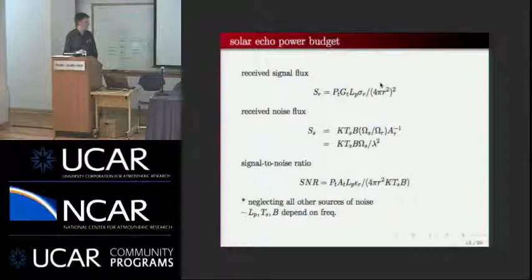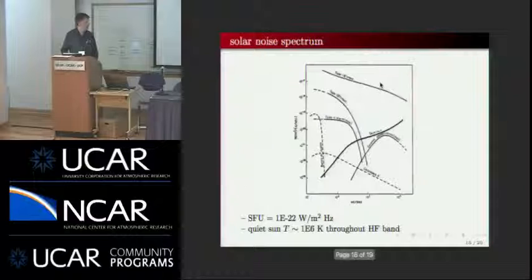And there's some unknowns here, and they're frequency dependent. L is a loss factor. What's the absorption as the signals go through the sun? This is the solar temperature, the effect of solar temperature, and this is the bandwidth, which depends on the frequency that you would want to operate at. Here's a rather old figure just showing the frequency dependence of different kinds of solar radio emissions, including type 3 bursts, which are likely to be among the strongest sources of noise that we'd see during an active sun, which would be the time that we'd be looking.